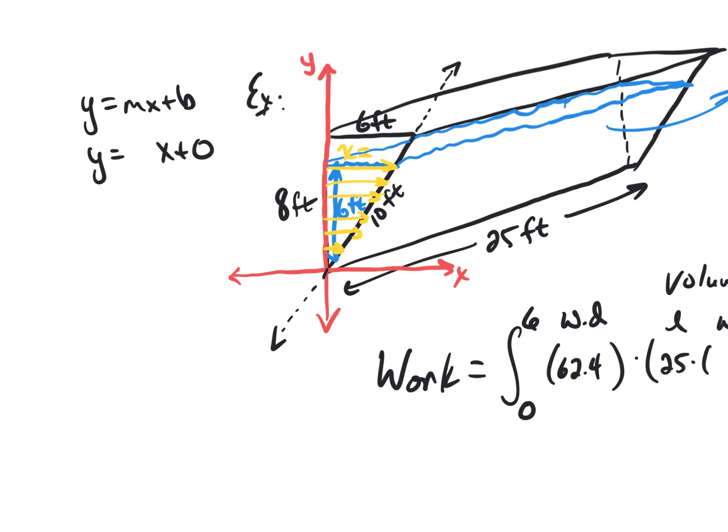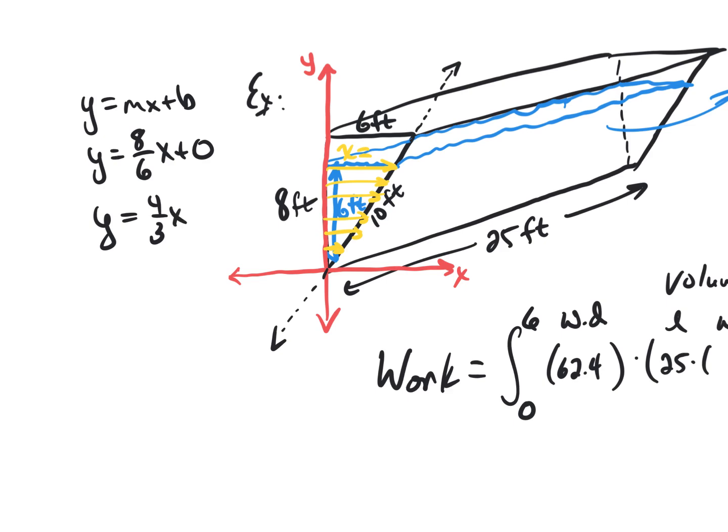And then the slope is going to be rise over run. So using the height of the tank and the width at the top, the height is 8, the width is 6, so we'd have a slope of 8 over 6. Okay? Now, of course, that reduces. We can cancel a 2 top and bottom.